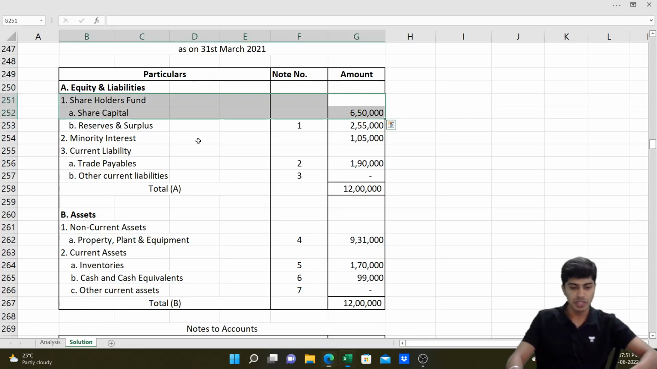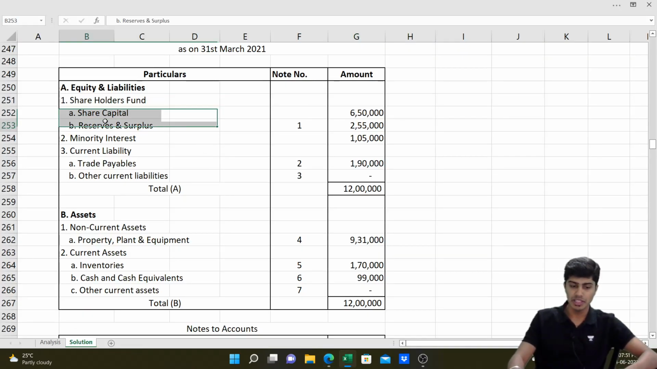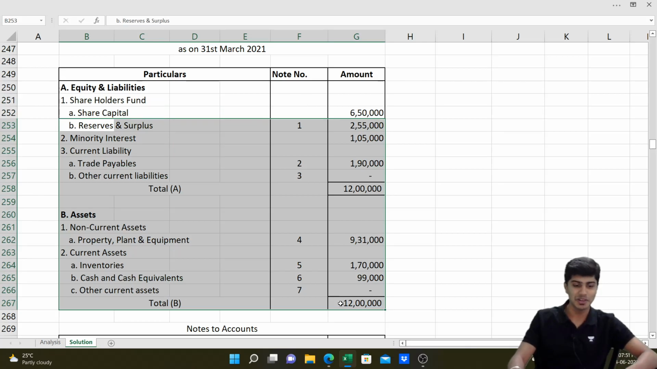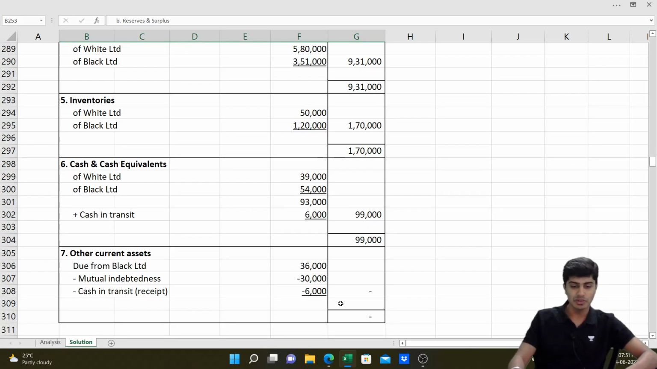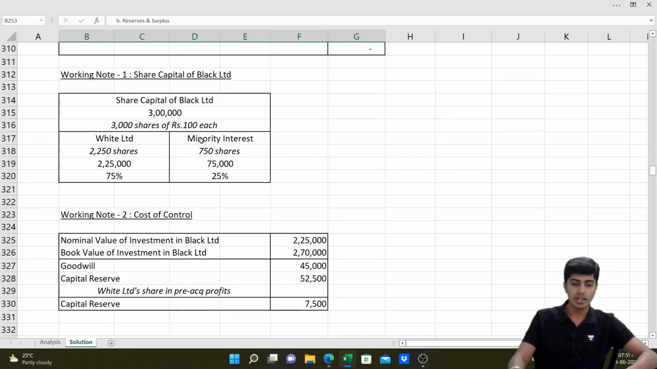Yeah, let me do that. So this is my balance sheet. All these items are not filled yet. Assume that they are not filled. I would bring you down. Notes to accounts also we will do later. Let's go to working note number 1.